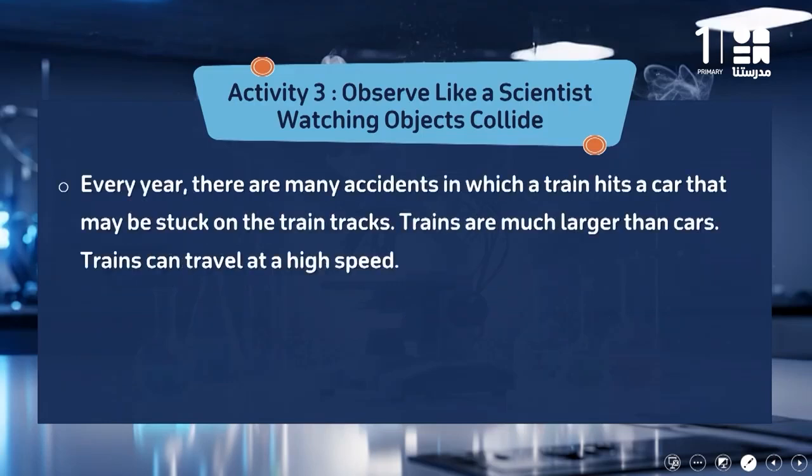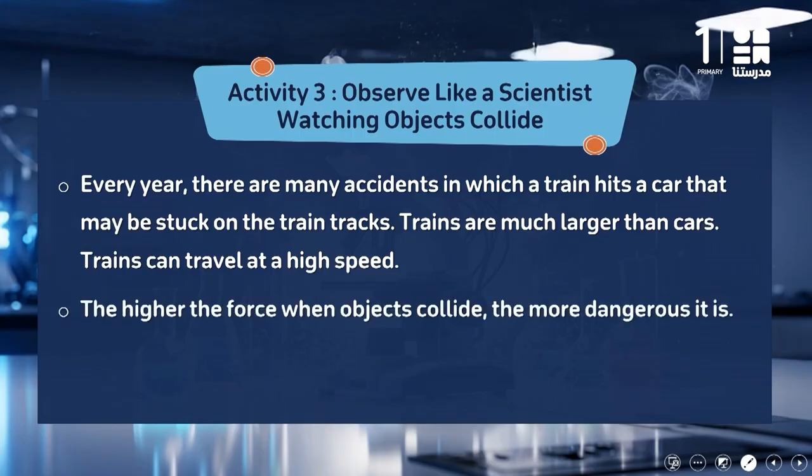Every year, there are many accidents in which a train hits a car that may be stuck on the train tracks. The trains are much larger than the cars, and the trains can travel at high speed. The higher the force when objects collide, the more dangerous it is.